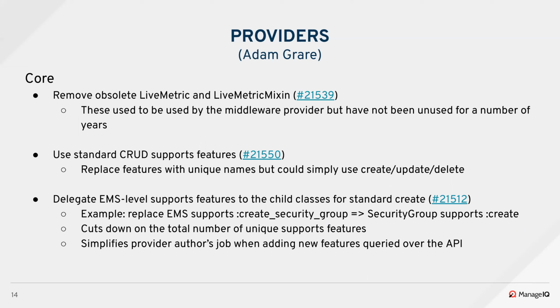Keenan went through and updated a number of supports features at the EMS level to delegate to their child classes. So instead of having a unique create security groups supports feature, it just goes and asks the provider's child security groups class if it supports create. This is just cutting down on the total number of supports features we have, and it also makes it easier for the providers to add new features. Before you had to add a supports not in core, a virtual attribute, and a method for the virtual attribute to be called. And so now you just have to add one line to add that new supports feature.